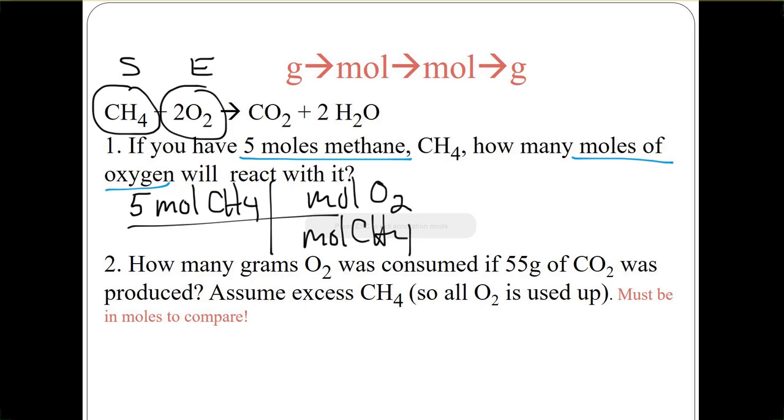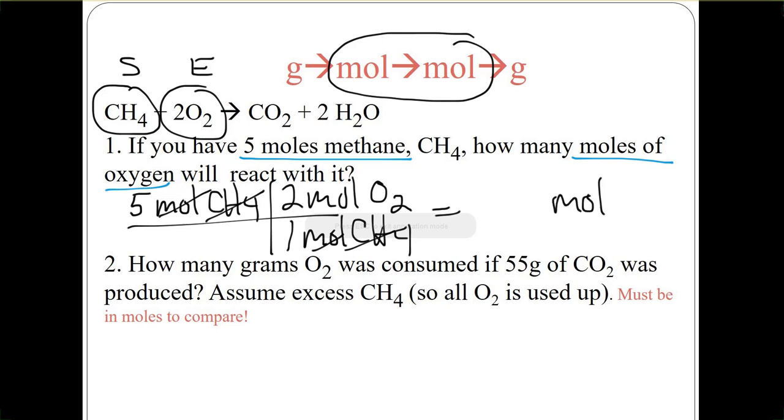And so we're really just doing this middle step right here, this mole to mole step. And so when I look at the ratio, I see that I have 2 moles of oxygen to every 1 mole of methane. So moles cancel and also methane cancels. And so I am left with moles of oxygen. And so I just do my math. 5 times 2 divided by 1, I get 10 moles of oxygen.